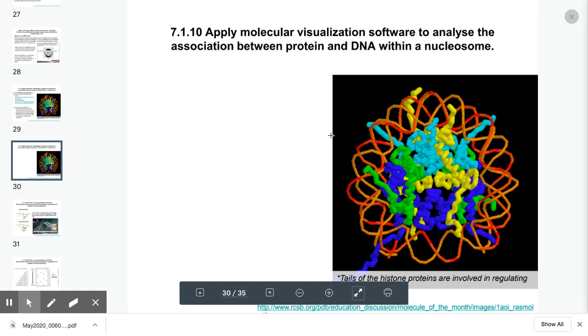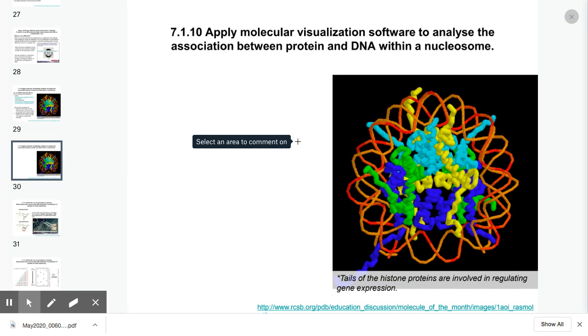IB would like you to be able to be familiar with some of these molecular visualizations and play with them to try to get different images and pictures, because it's quite a common tool that scientists use, and some tool that you might want to use in an extended essay or in your internal assessment.